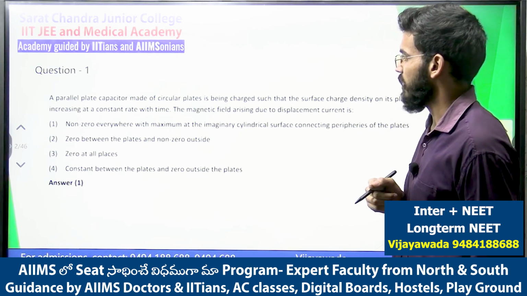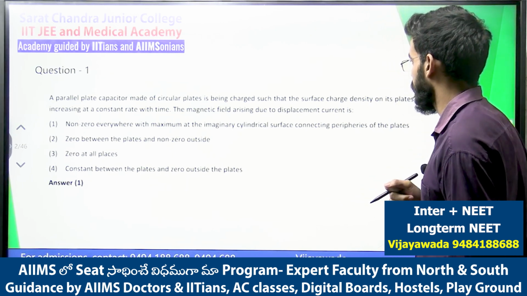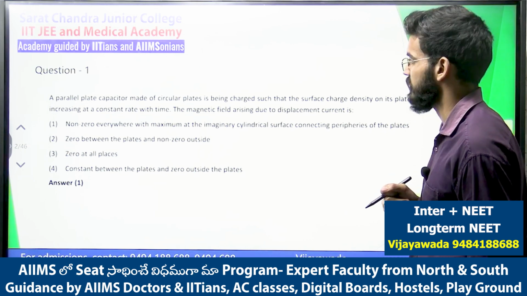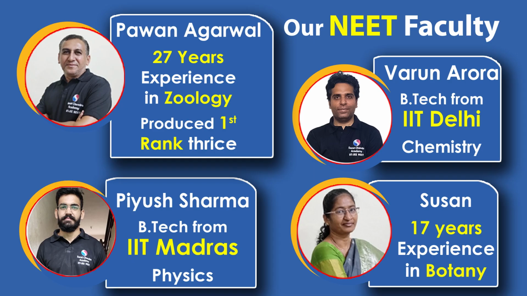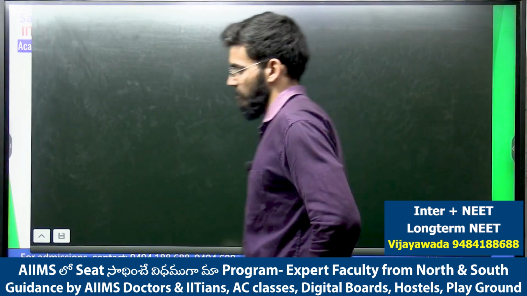First question: a parallel plate capacitor made of circular plates is being charged such that the surface charge density of its plates is increased at a constant rate with time. So surface charge density is increasing at a constant rate with time. The magnetic field arising due to the displacement current is... See, in this question, what he is saying.